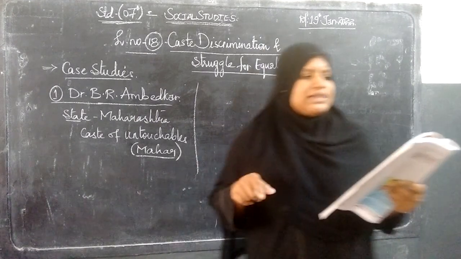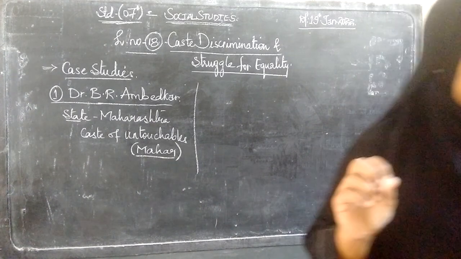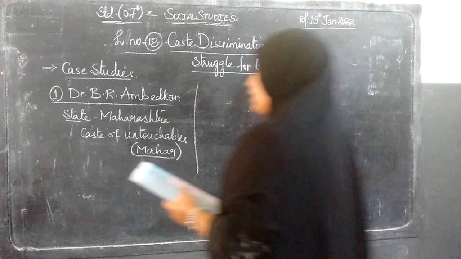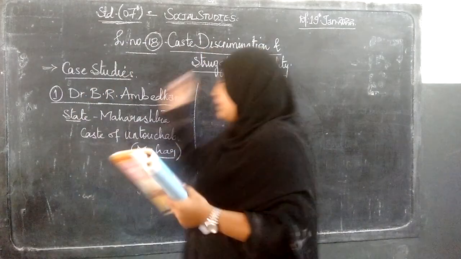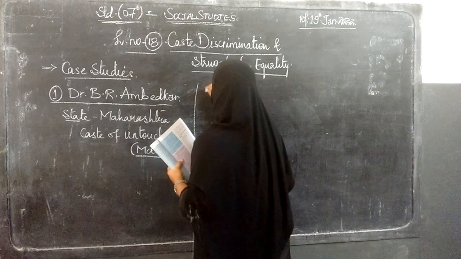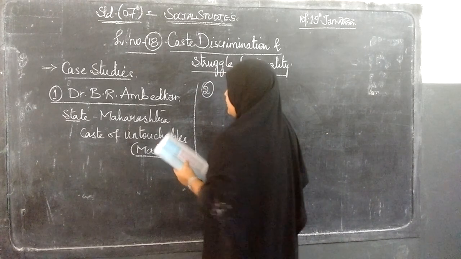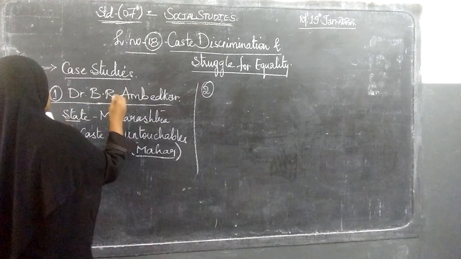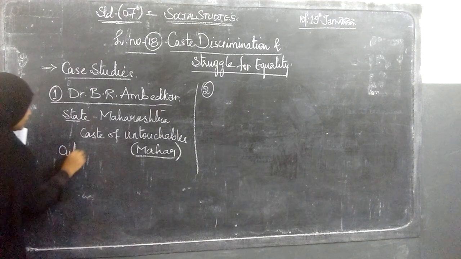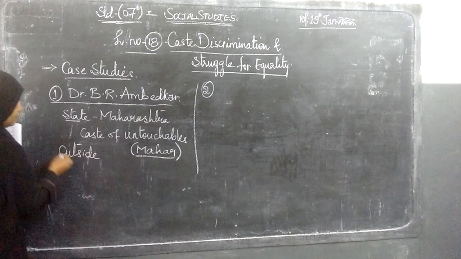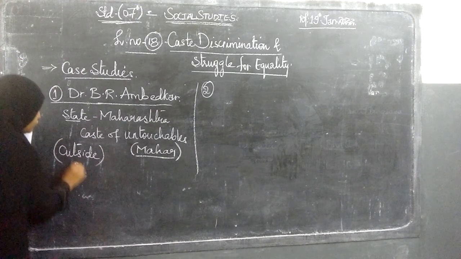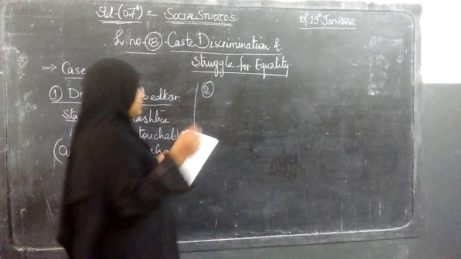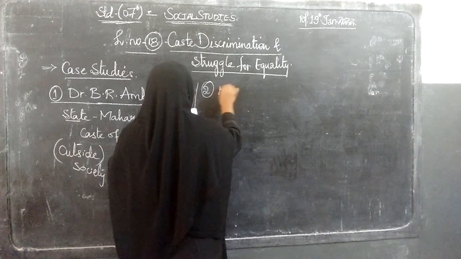Now one more example case study is about Om Prakash Valmiki. He was discriminated against in the educational institution. We get to know this in the second case study. What is the second case study about? The very first one, what we saw, was outside in society: the discrimination faced by Ambedkar and his brothers. Now the second is a case study in the educational institution.